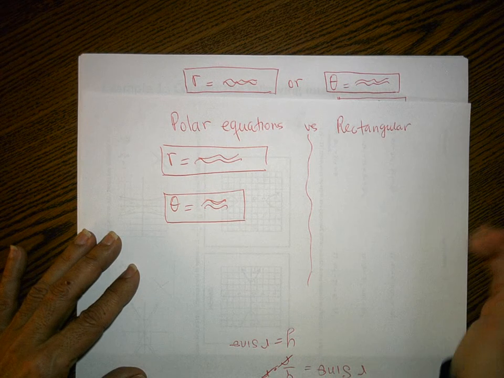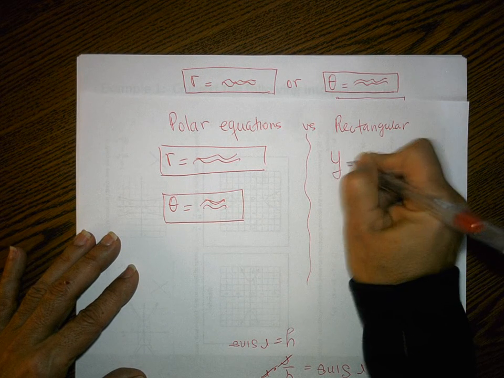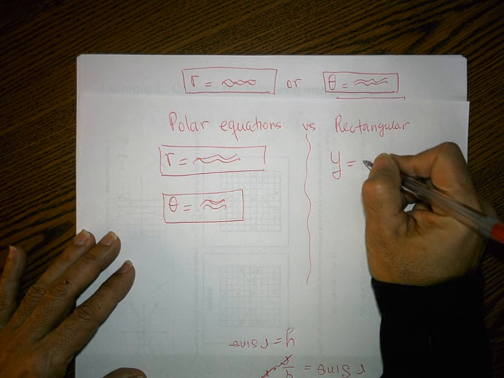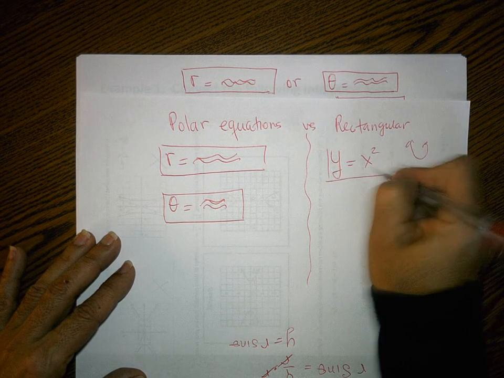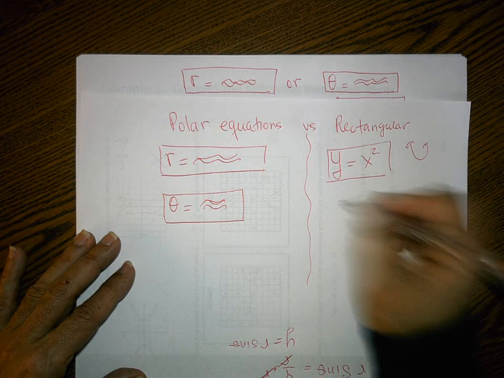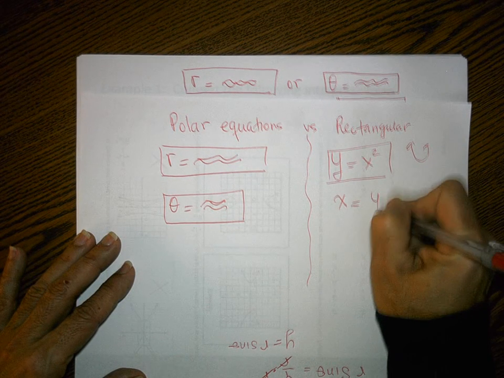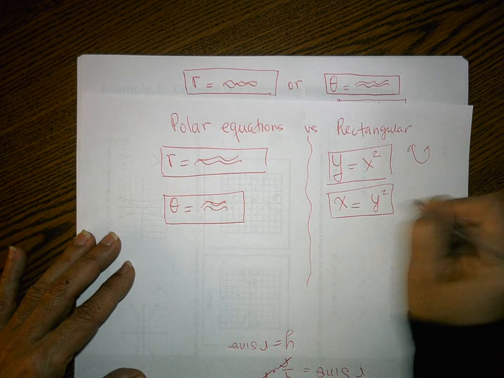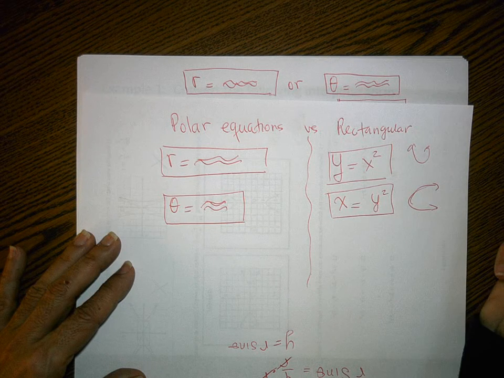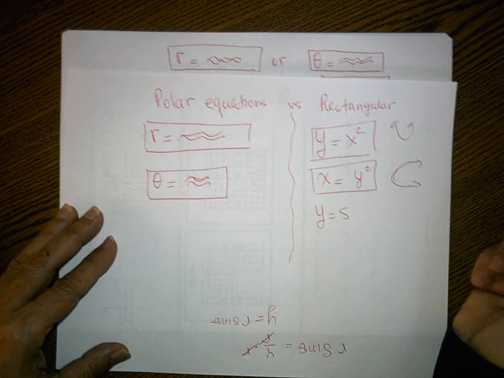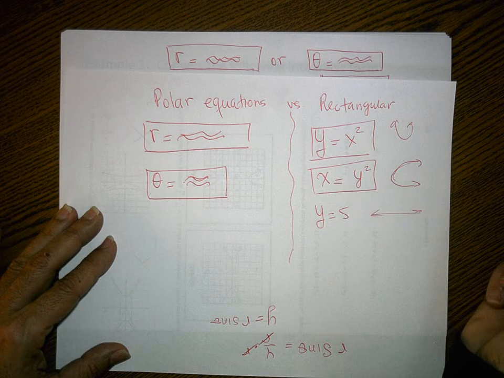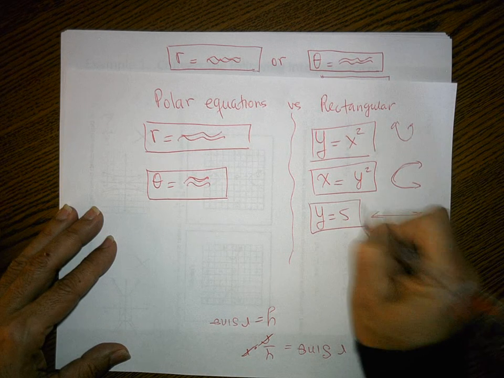Now, what is a rectangular equation? Usually it is y equals, you're probably familiar with y equals x squared, because that is a parabola. So that is a rectangular equation. Or x equals y squared. That is a horizontal parabola. We learned that in Math 3. Or y equals 5. Oh, I know what that is. That is just a horizontal line. So that is a rectangular equation.